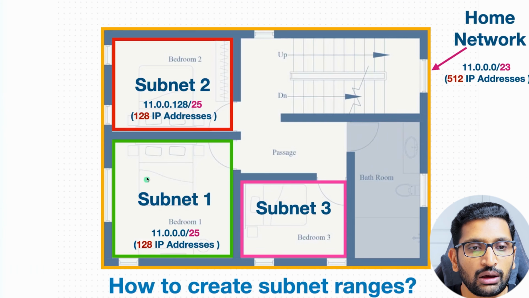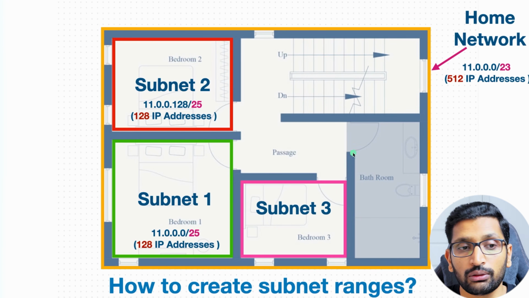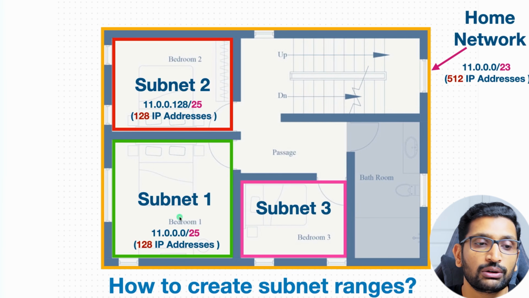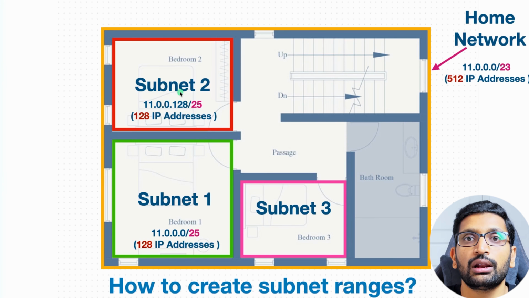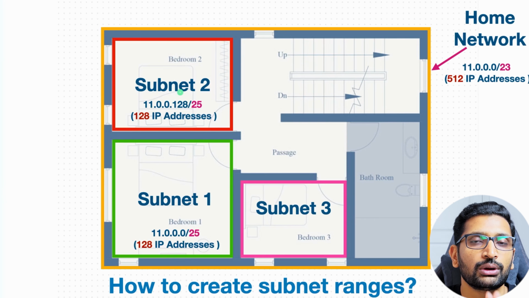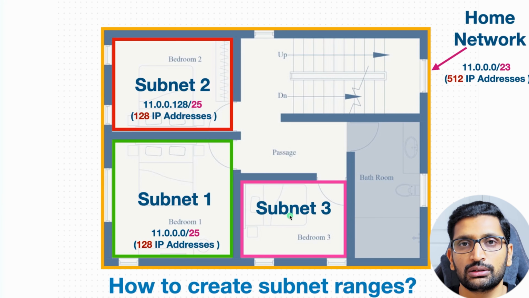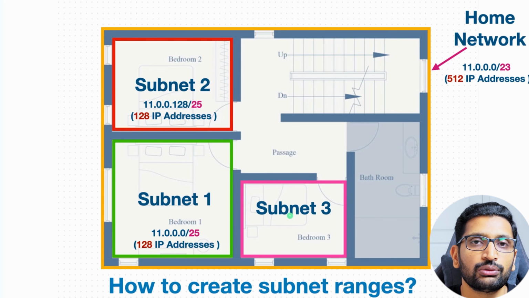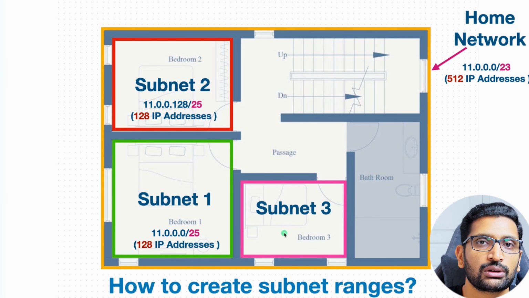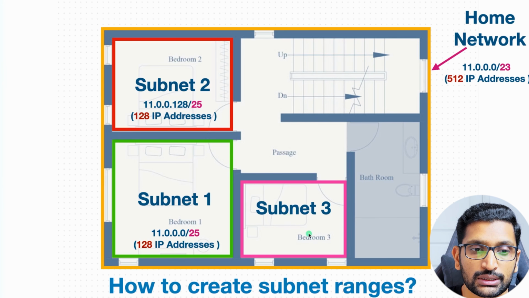Okay, so now out of 512, we have consumed around 256 IP addresses. Out of which 128 in subnet 1 and 128 in subnet 2. Now we are left with 256 IP addresses. So either you can consume all of the 256 IP addresses in subnet 3, or you can even save some of the IP addresses from that 256 pool. So just to keep things simple, I'm just going to consume all of the remaining 256 into subnet 3.